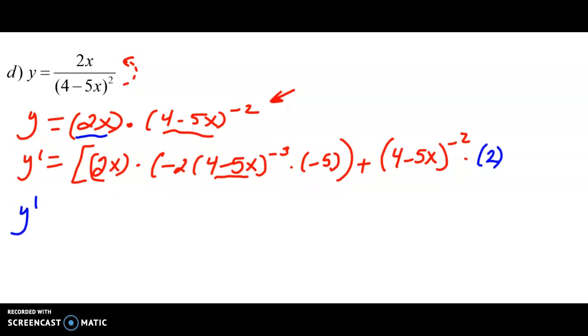So now all I'm going to do is tie it up a little bit. So I know I have a 2, a -2, and a -5 attached to this x. So 2 and 2 is 4, 5s is 20. So I'm going to get 20x.